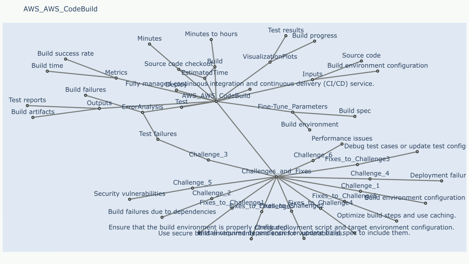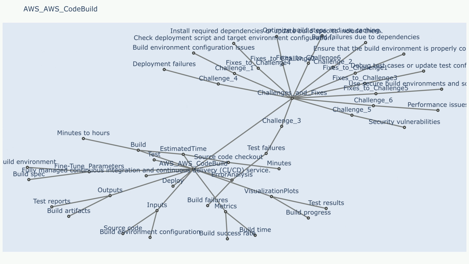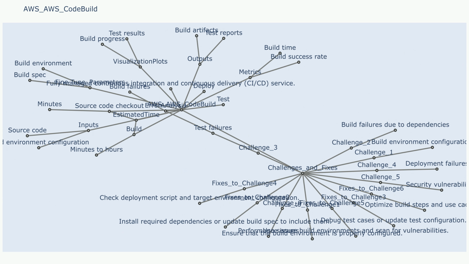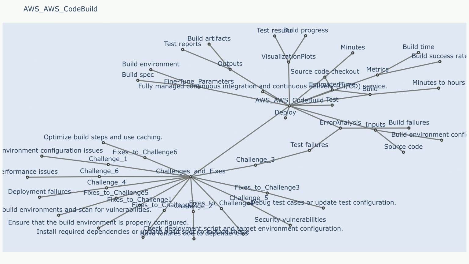IAM user or role with CodeBuild permissions. Purpose: to grant access to CodeBuild resources and perform actions like creating projects, starting builds, and accessing build artifacts. Explanation: IAM, Identity and Access Management, controls access to AWS resources. You need an IAM user or role with appropriate permissions to use CodeBuild. The permissions define the actions the user or role is allowed to perform within CodeBuild.